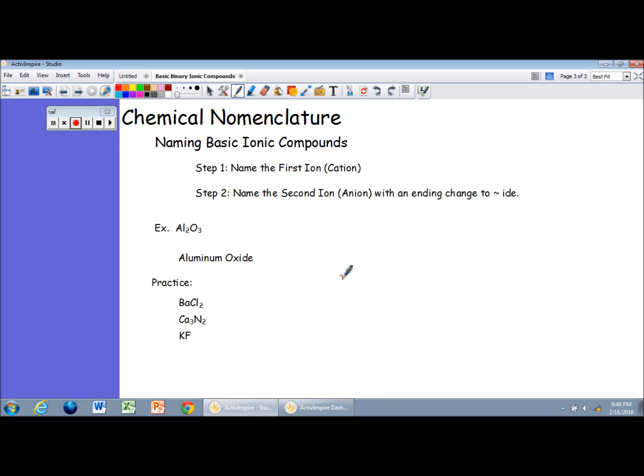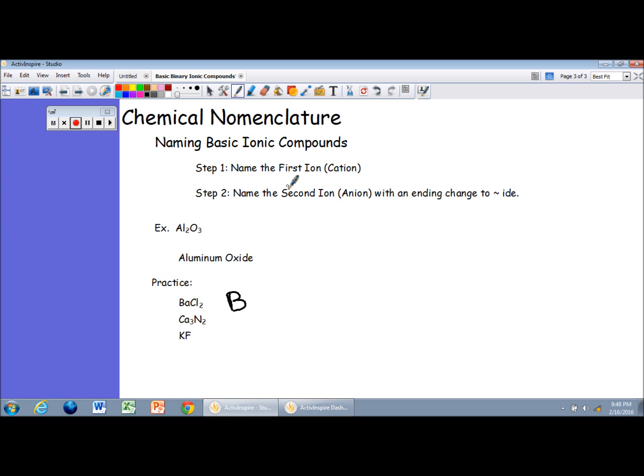Now, when we name basic ionic compounds, we name the first ion or the cation. So we're always going to be doing the positive ion first. Step 2 is you're going to take the anion, which is the second ion, and change the ending of the base or root to "ide." So in this case, Al2O3, aluminum, so we didn't change the metal's name, and oxygen. The base for oxygen is ox, and we just added "ide," so it's oxide. So let's do a few examples together.